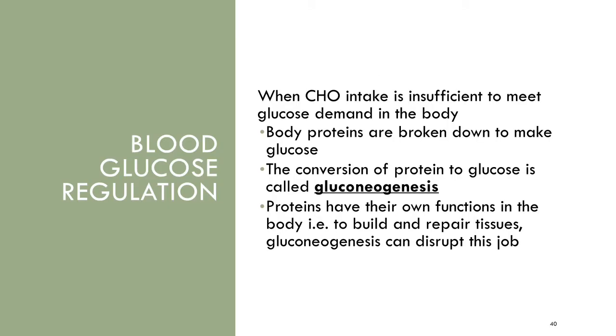In the previous few slides, we understood how our human bodies regulate blood glucose concentrations, where glucose is either readily available or on the low side. Now, what happens over a period of time whereby the carbohydrate intake is inadequate or insufficient to meet the glucose demand in the body?